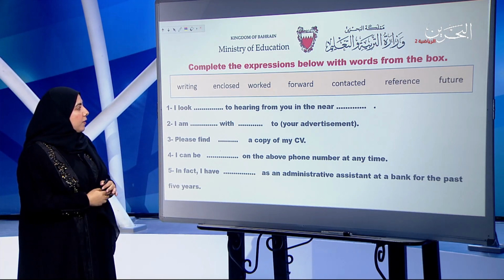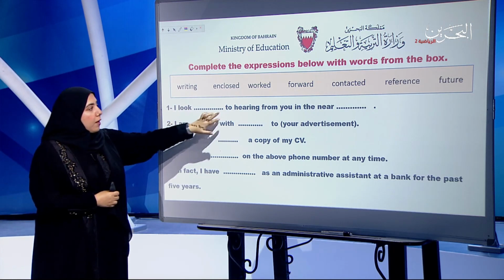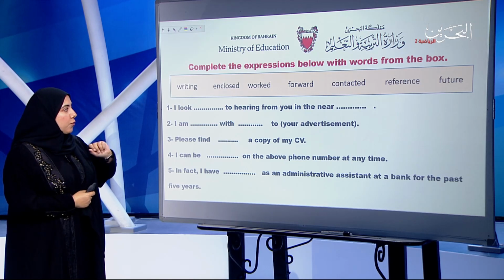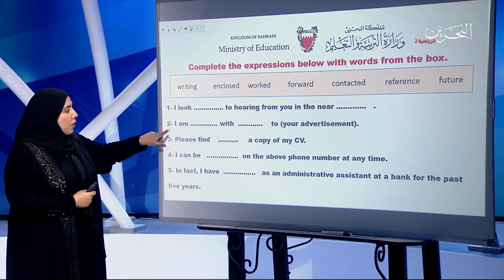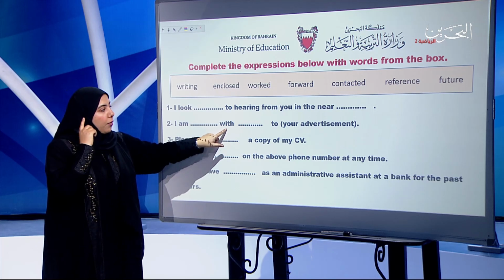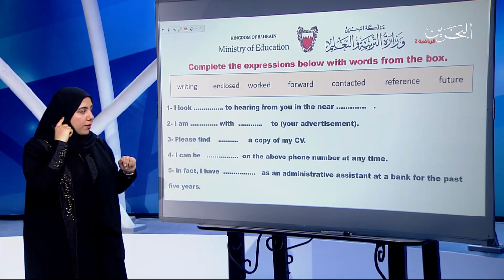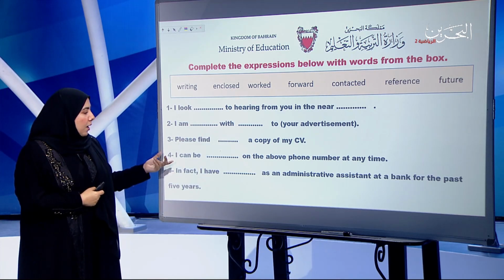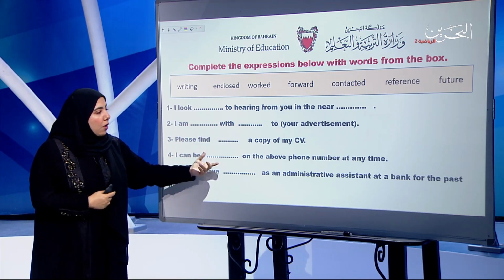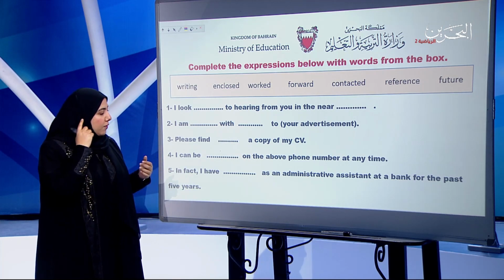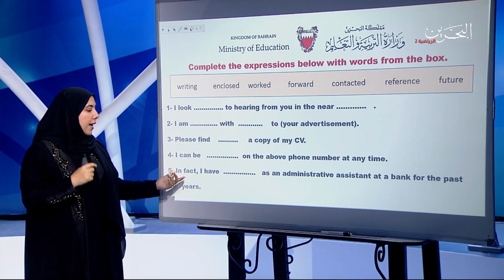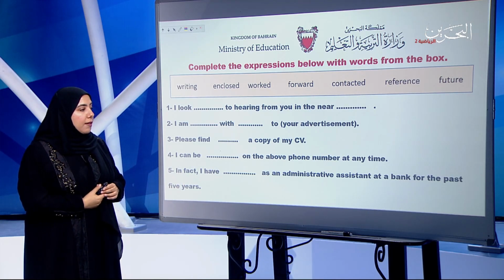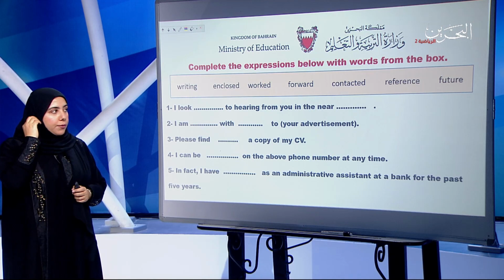Let's read the sentences. I look forward to hearing from you in the near future. So you have to choose 2 words. Number 2, I am writing with reference to your advertisement. Number 3, Please find attached a copy of my CV. Number 4, I can be reached on the above phone number at any time. 5, In fact, I have worked as an administrative assistant at a bank for the past 5 years.